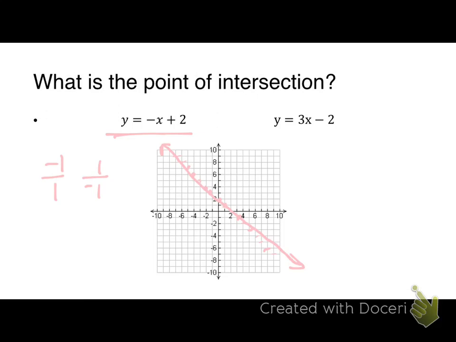And now we're going to do our other line. So this one, we're going to start down at -2 this time. And then we're going to go up 3, 1, 2, 3, over 1. Well, we see that they connect there, so we can go ahead and draw our line. So my solution then would be 1, 1, because that's where they're connecting at.